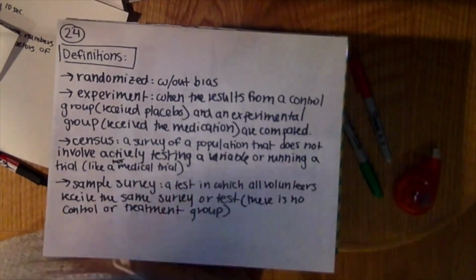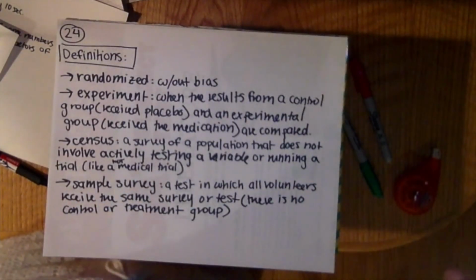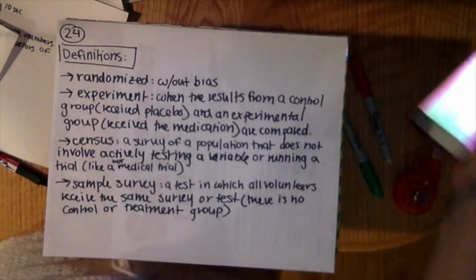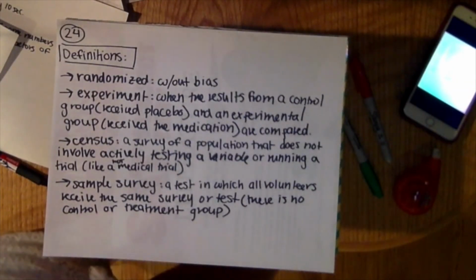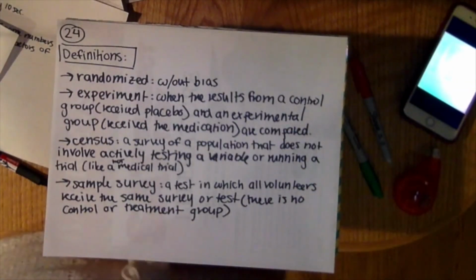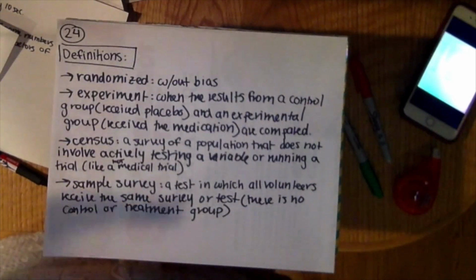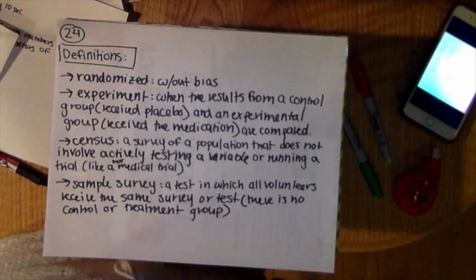So we already know from that that G is going to be our answer. But let's go ahead and just clarify what these other terms mean. So a census is a survey of a population that does not involve actively testing a variable or running a trial. So this is not something like a medical trial. If you're familiar with the U.S. Census, it's when everyone in the country fills out some basic information about themselves, and everyone answers the same questions, and then you can tell data from that. It's not giving some people a medication and seeing how they react to it. It's something where you're testing the entire population about things that already exist.